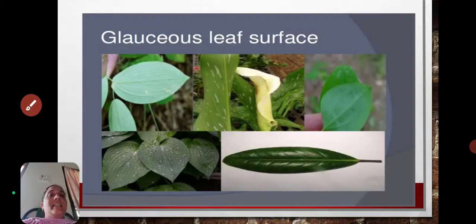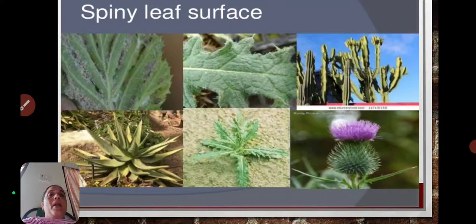And this is glaucous. Glaucous means shiny; shiny and green colored leaves are called glaucous leaf surface. And this is a spiny leaf surface. If you touch the leaf, the surface has spine-like structures. It is not smooth; a rough nature is there. The leaf feels very rough. That is called spiny leaf surface. The presence of spines on the leaf surface is called spiny leaf surface. Here are the pictures for the spiny leaf surface.